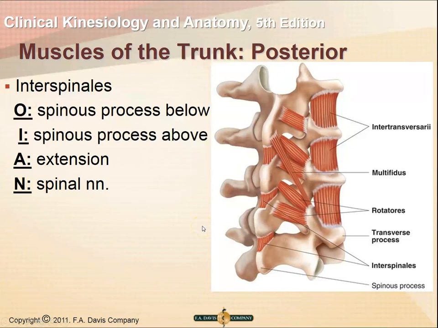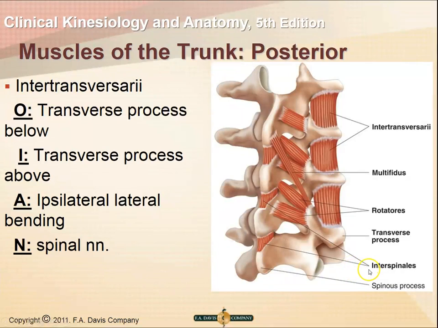Moving on again to our smaller muscles on the posterior aspect of the trunk. If we look at our interspinales, we see that these are going to connect from the spinous process of the segment above and then the spinous process of the segment below. And their action is going to be extension of the lumbar spine, since we're talking about the lumbar spine, or whatever segment that they're attached to. And the innervation is going to be the spinal nerve.